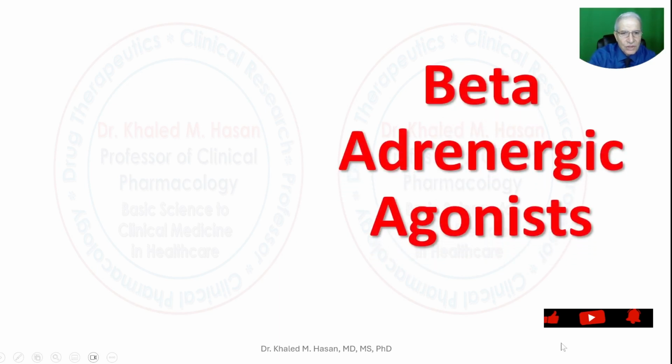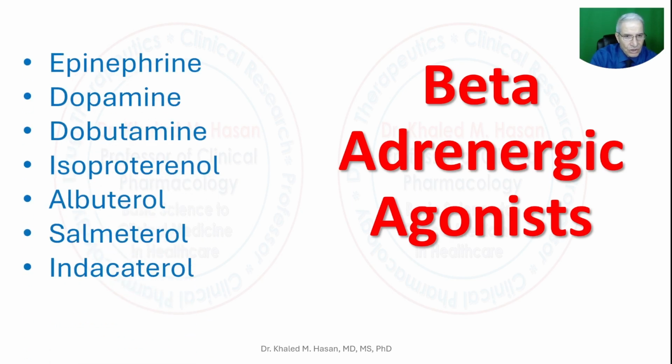So as you can see here, we start with the beta-adrenergic agonist, very important medication. In order for us to understand beta blockers, we need to know the action of beta-agonist and the clinical use of beta-agonist. Then we can conclude how the beta blocker works. Beta-adrenergic agonists are a group of medications able to bind to the beta receptor and activate it.